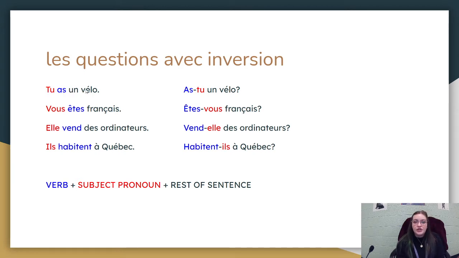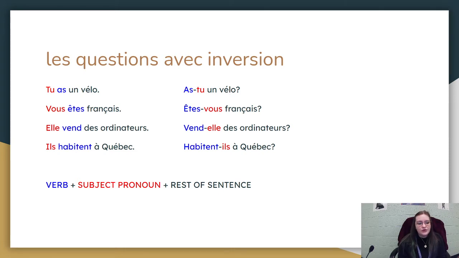Now, in a question using inversion, so inversion means to flip something, to invert. You flip the verb and the subject in the sentence. So now the verb comes first, then the subject, then the rest of the sentence. So tu as un vélo, you have a bike, becomes as-tu un vélo? Do you have a bike?